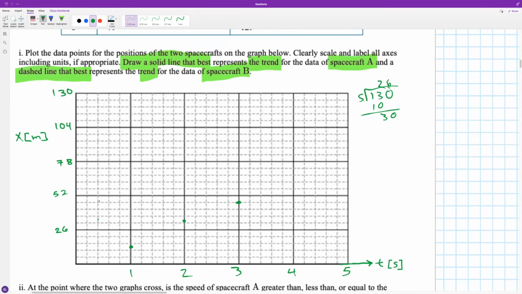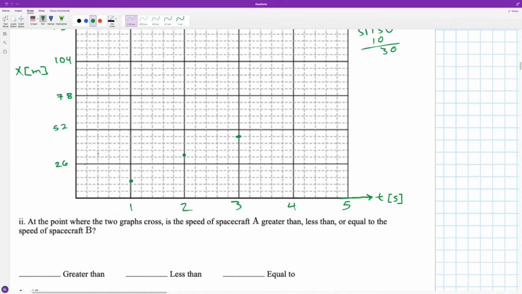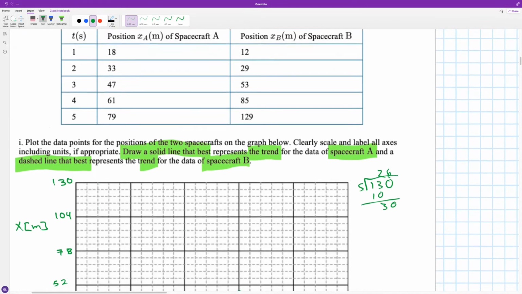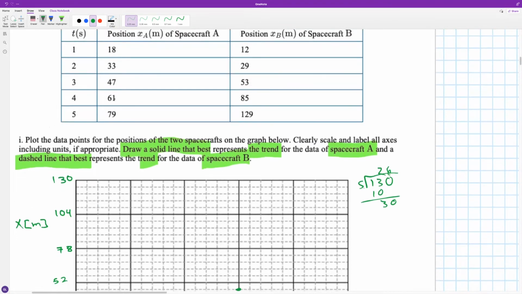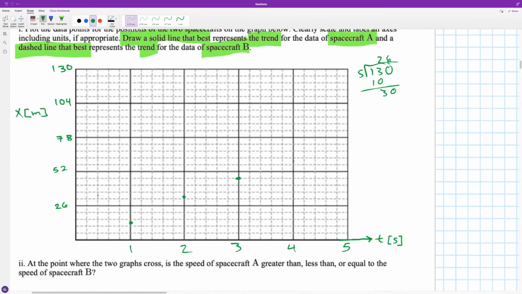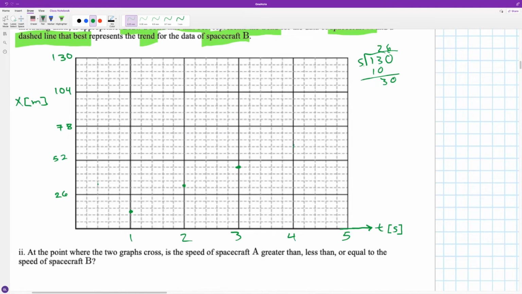Of course, 26 divided by 5 is not exactly 5. It's like 5 and 1/6, or 1/5, but good enough. Let's see here. At 4 seconds, it's going to be at a position of 61. So this is 52, then add about 10, that's 62. And we'll put it right around here.